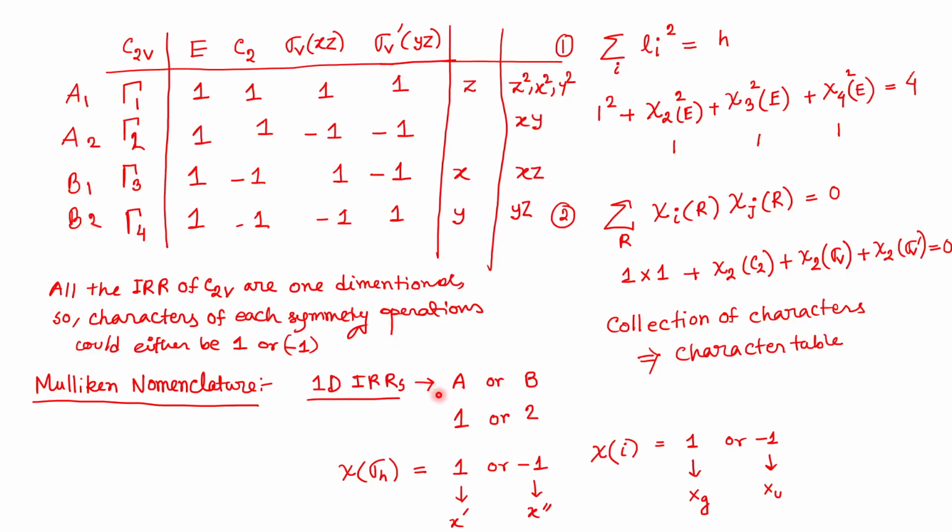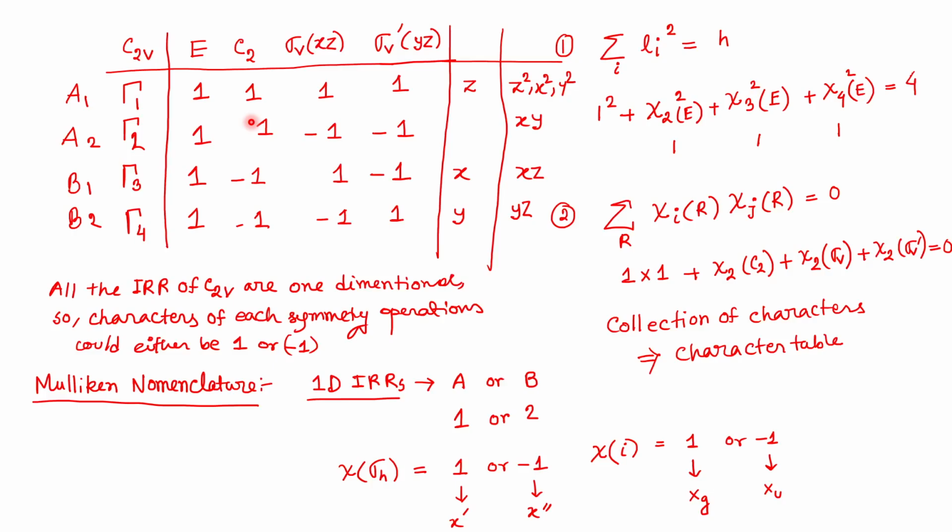And what is the procedure? For a one-dimensional representation, you can only take A or B. How can you make sure that it will be A or B? You need to check with respect to the C2 operation. If it is symmetric, then A. If it is antisymmetric, then B. How can you say if it is 1 or 2? You need to look at the next symmetry operation.